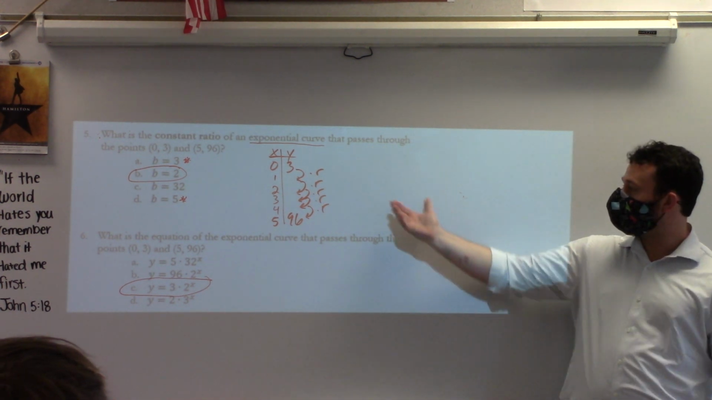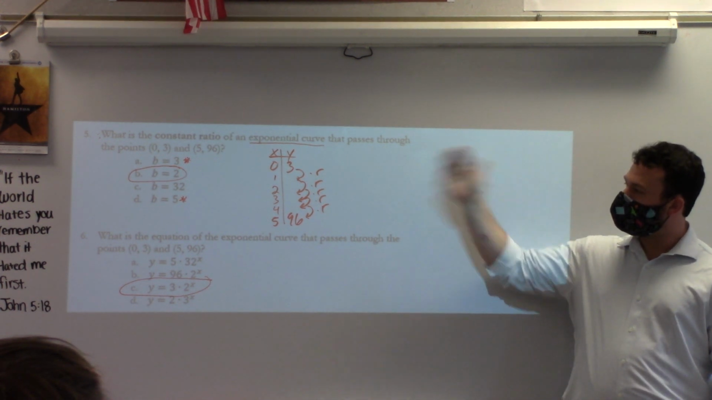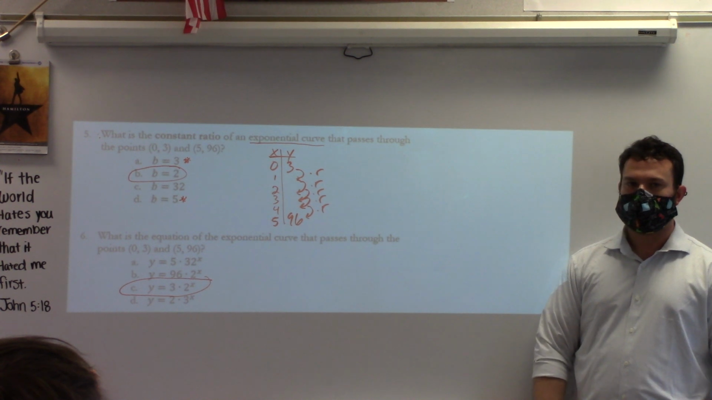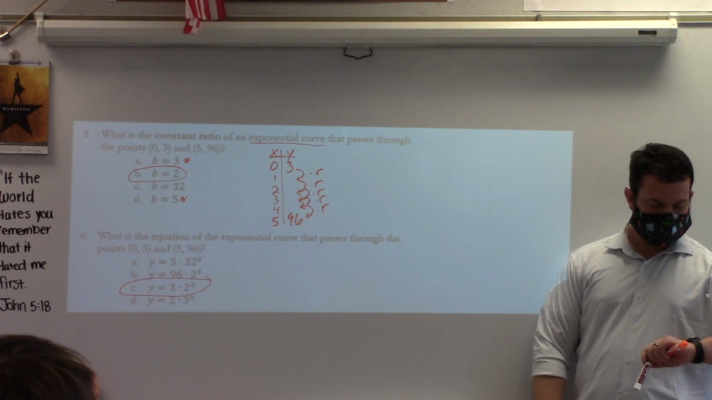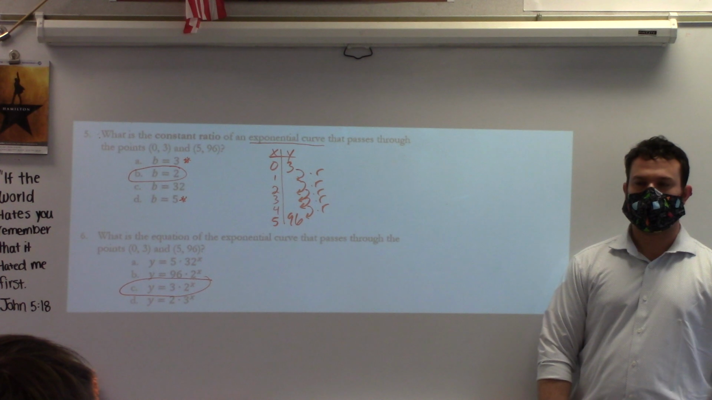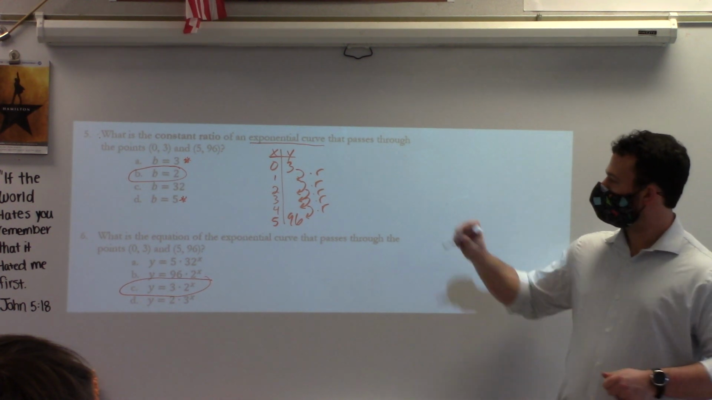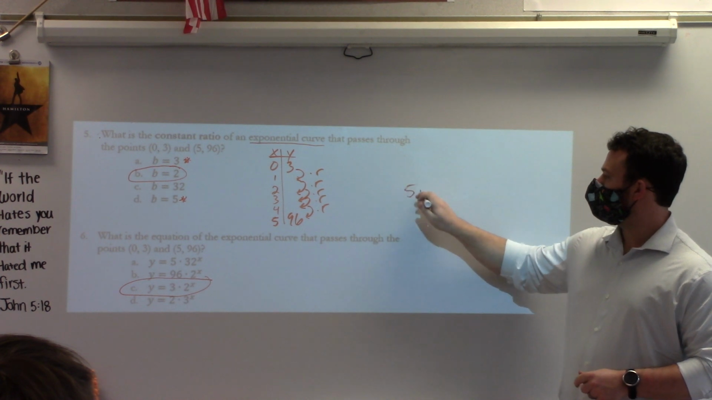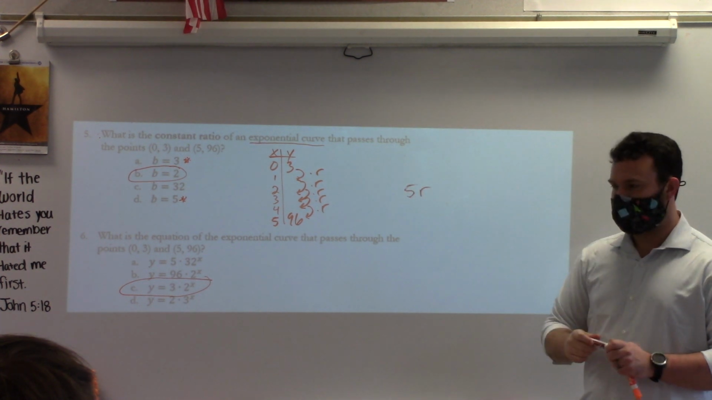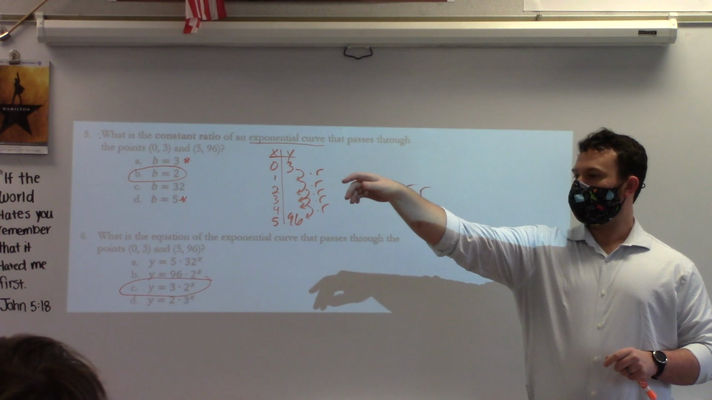I want to talk about this though. What can we do from here to get that b equals 2? R5 or 5R. Now, when I see multiplication like that, I think repeated addition.